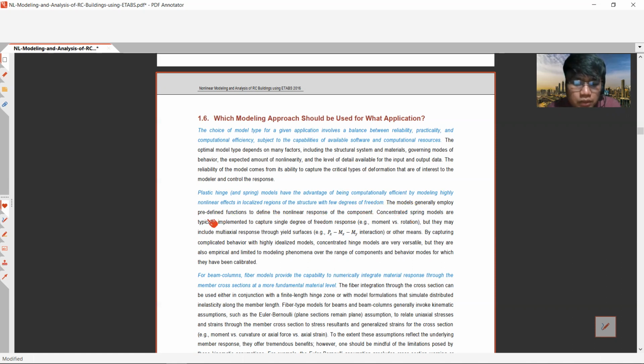So concentrated spring models are typically implemented to capture a single degree of freedom, such as the moment versus rotation, but they may include multi-axial response through the yield surface. So we have yung PX, MX, and MY interaction. Okay, so by capturing complicated behavior with highly idealized models, concentrated hinge models are very versatile. But they are also empirical and limited to modeling phenomena over the range of components and behavior modes for which they have been calibrated.